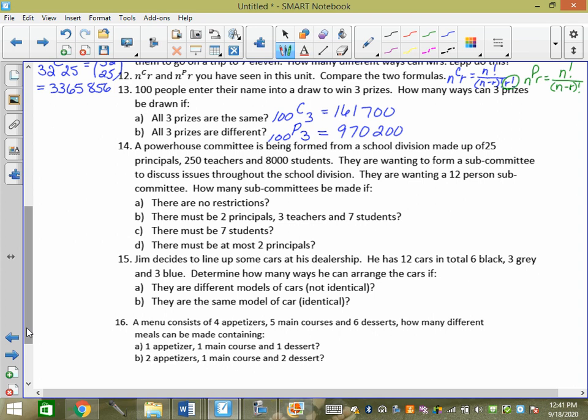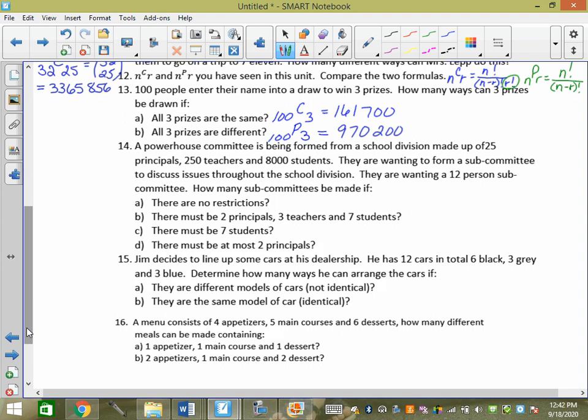Number 14, a Powerhouse Committee is being formed from a school division made up of 25 principals, 250 teachers, and 8,000 students. They are wanting to form a subcommittee to discuss issues throughout the school division. They are wanting a 12-person subcommittee. Does it say they have jobs? Nope, so it's a C. How many subcommittees can be made if there are no restrictions? Well, then we're going to take all of them. We don't care what they are, principals, students, teachers.